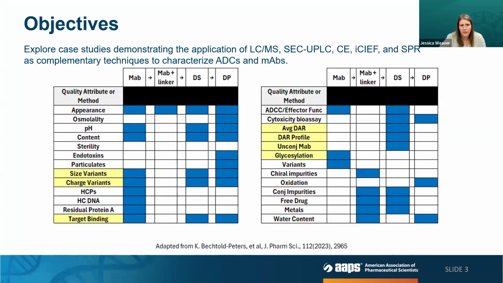So just a few objectives for today. We're going to explore case studies demonstrating the application of, as I mentioned, LCMS, some size exclusion, capillary electrophoresis, as well as SPR, and some complementary techniques that we use here at BioAgilytics to characterize ADCs and monoclonal antibodies. In this table, we've highlighted a few of the different attributes we're going to discuss specifically today by those platforms. And then we will continue that conversation.